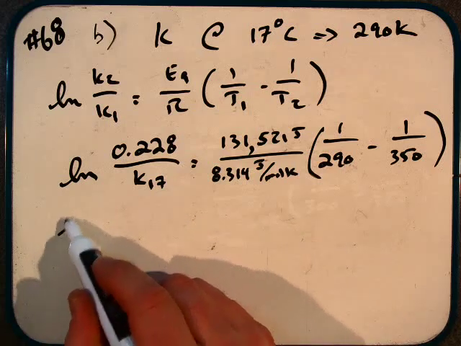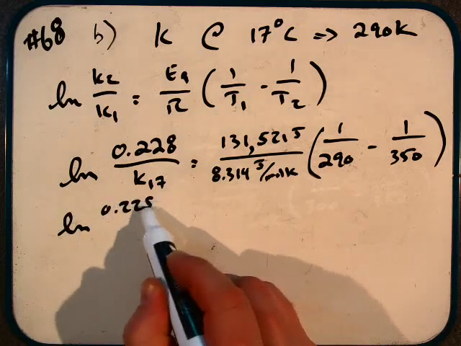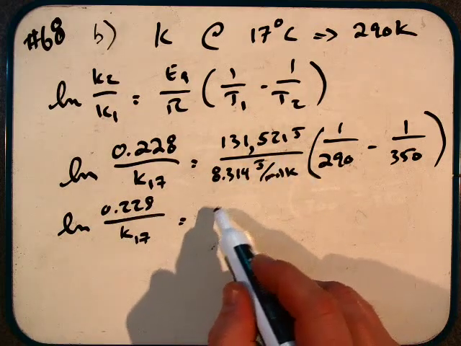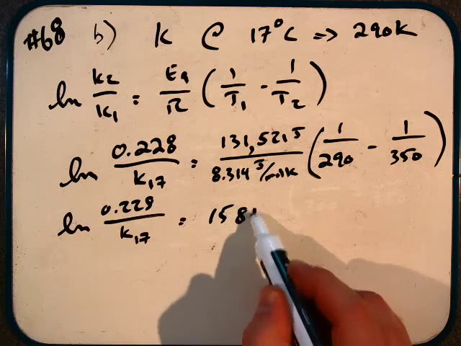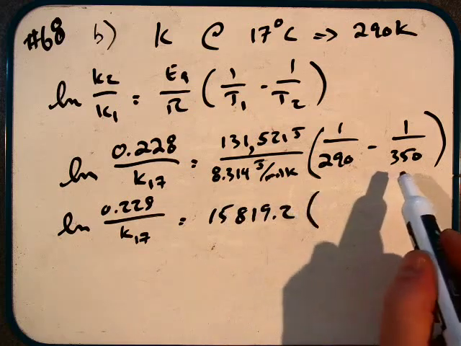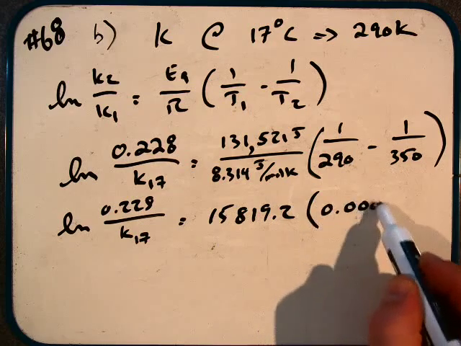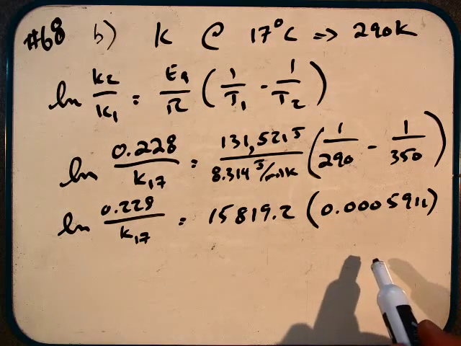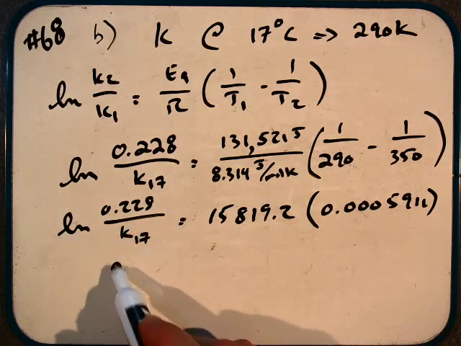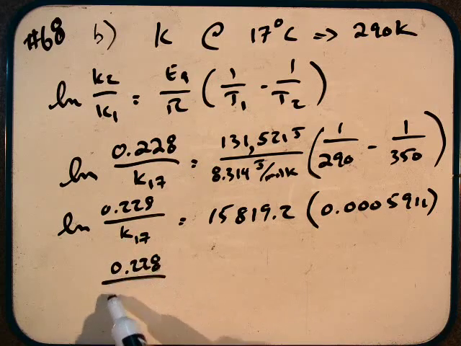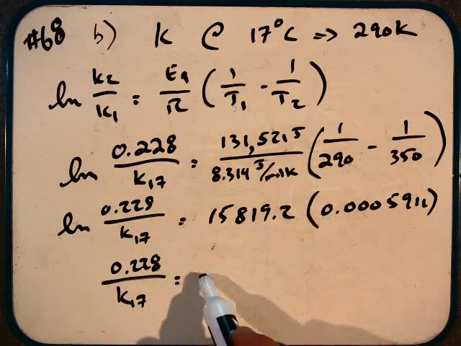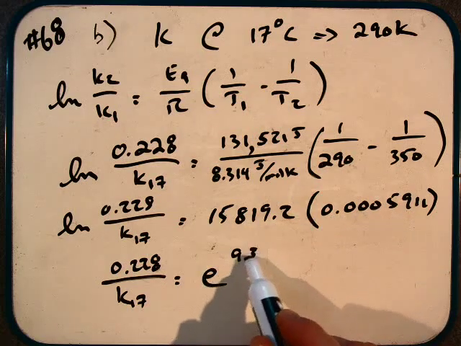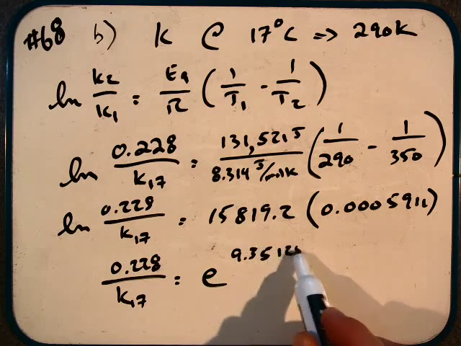So we go one more step. Still haven't done anything to the right of the expression. We start to divide these two. We get 15,819.2 times then 0.0005911. We go a little bit further, get rid of the natural log, so we just have our fraction on the left, and then that would be e to this product, which is 9.35125.